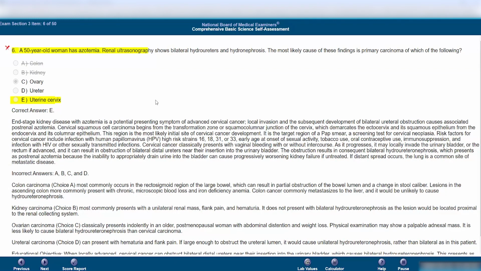She had azotemia. It shows hydroureters and hydronephrosis. The most likely cause of these findings is primary carcinoma of which of the following? I remember reading somewhere that when you have issues in the ovaries, it can also affect the ureters, because I feel like they run close to each other in the stomach. So I was thinking probably the ovaries.